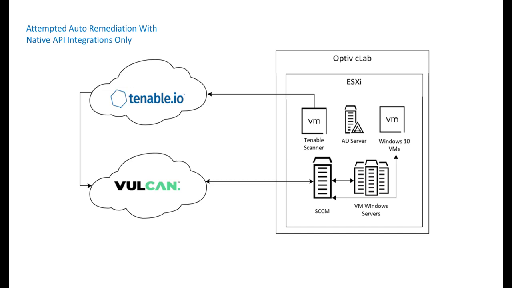That information was synced with Vulkan, also a SaaS-based solution. Given a particular vulnerability, that information could then be sent to SCCM to create a software update group as well as a device group to help us deploy our patches. Now that you have an understanding of the architecture, let's jump into some demo.